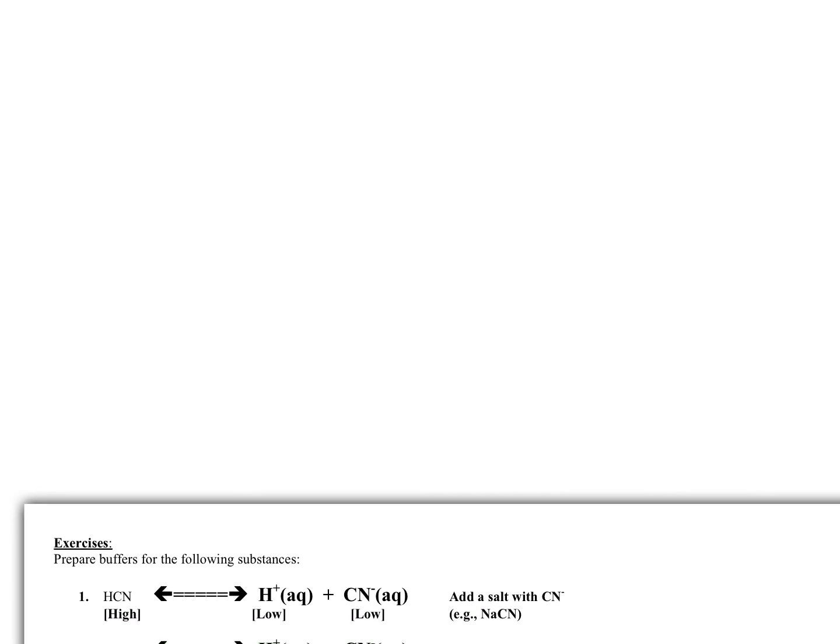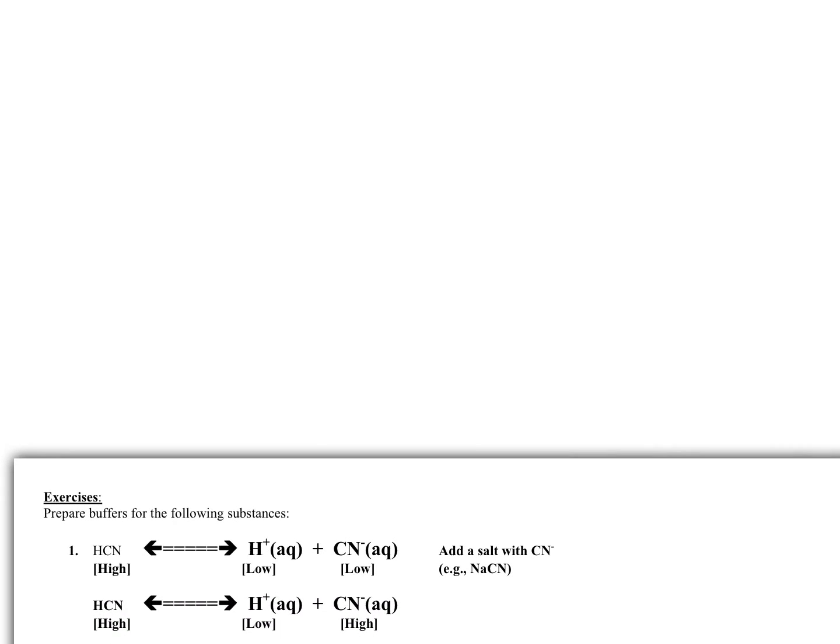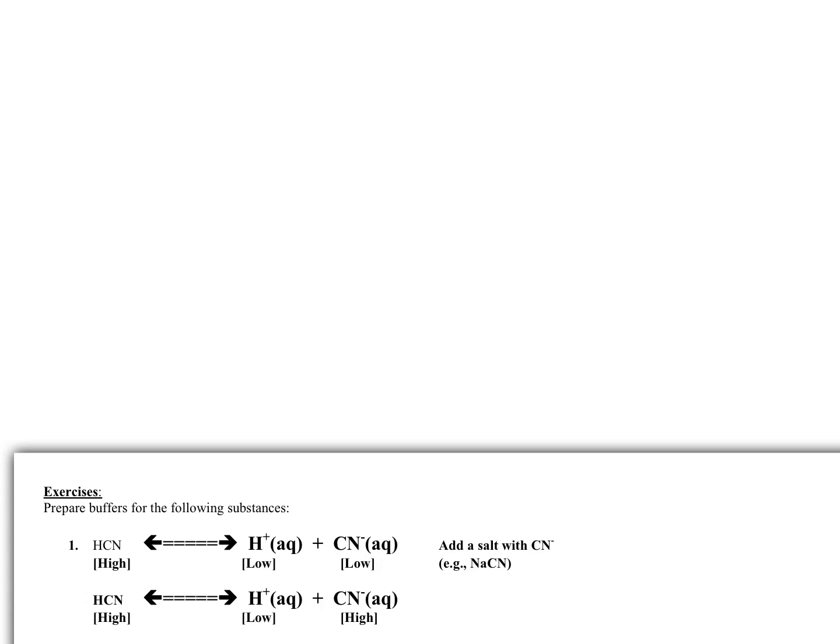So let's do some practice. If we were to prepare a buffer for this solution, I have HCN, and it will always break apart into its ions H and CN minus. Now it's a weak acid, so we have a high concentration here and a low concentration of each of these at equilibrium. In order to make this into a buffer, I change this concentration into a high concentration. That's the only thing we're doing when we're creating a buffer.